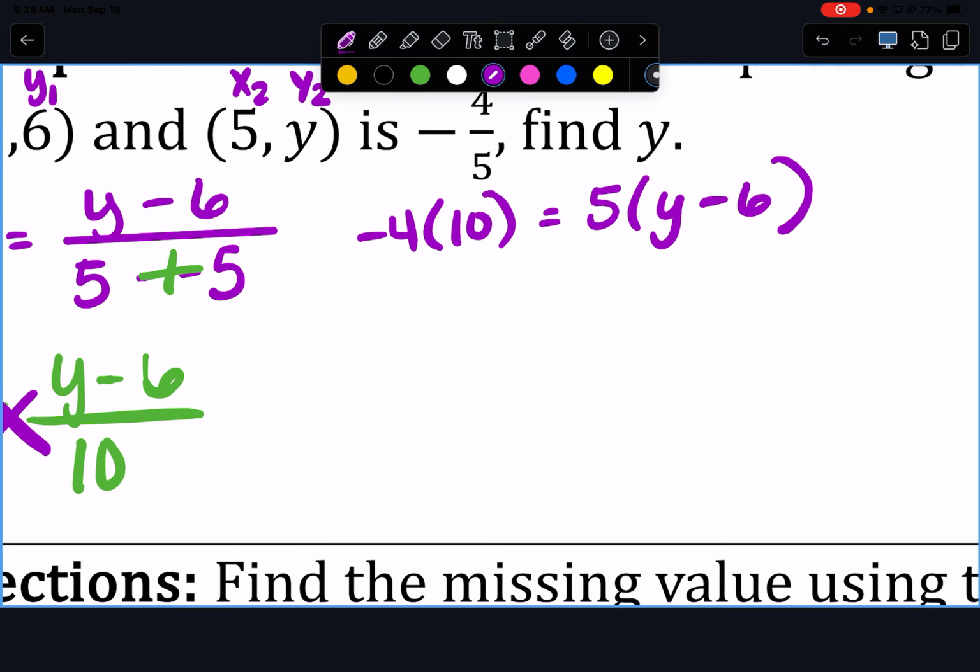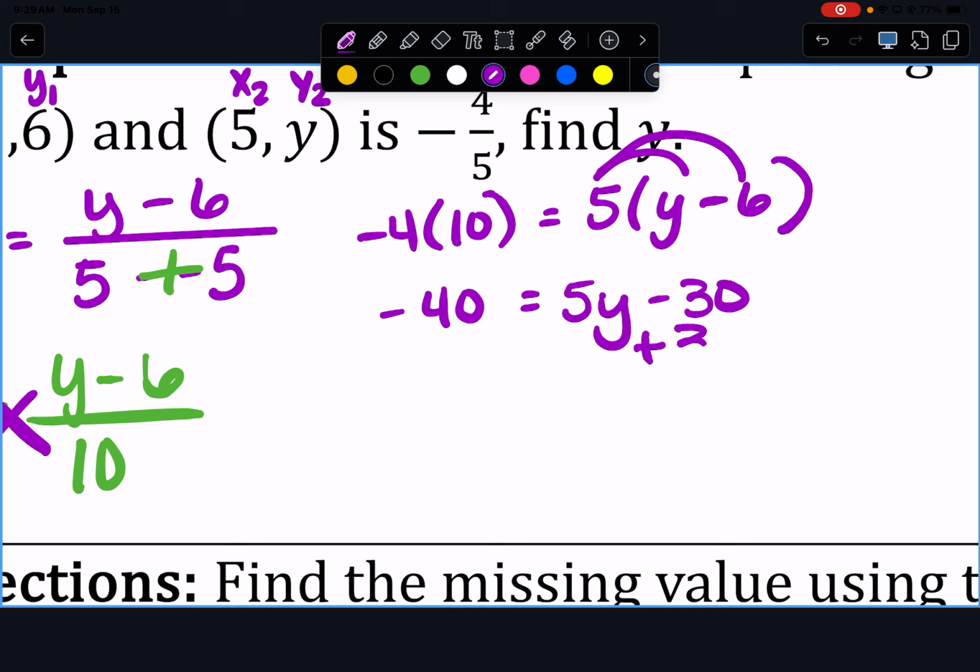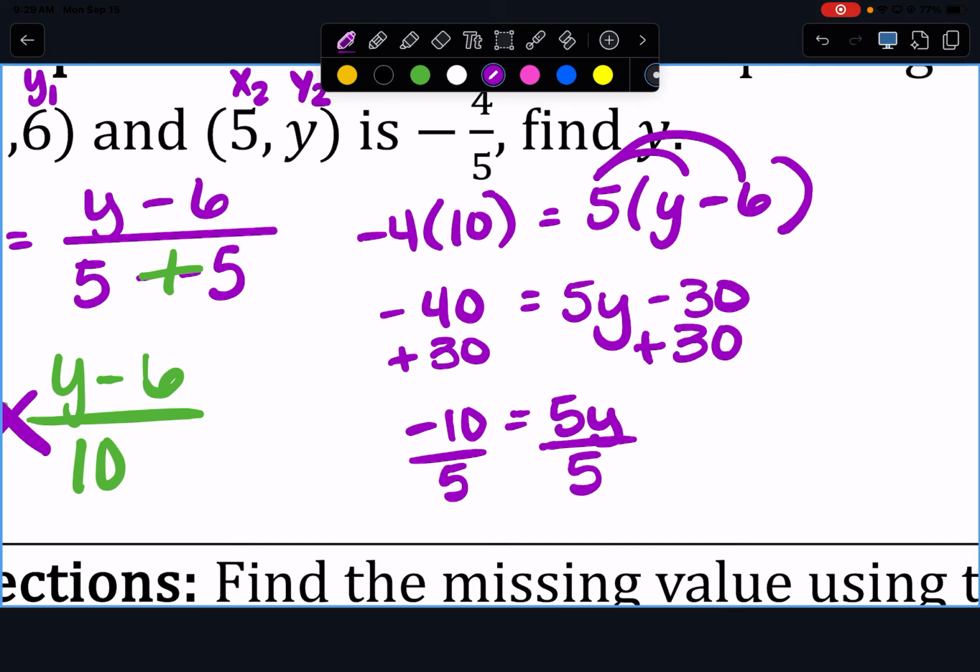What is negative 4 times 10? Then I have 5 times y, and then 5 times negative 6, and then I just solve it for y. So what do I do to solve this for y? What is negative 40 plus 30? Negative 10. So negative 10 equals 5y. How do I solve from there? Divide by 5. What is negative 10 divided by 5? So that is what our y is.